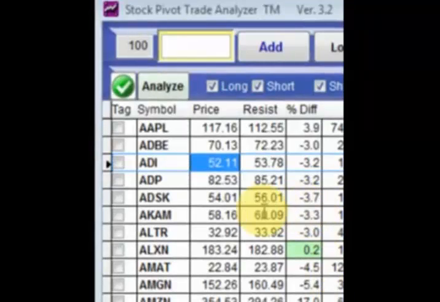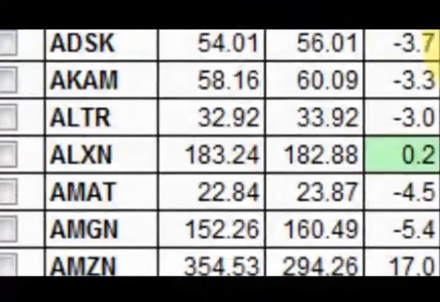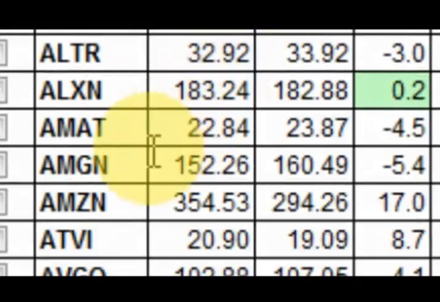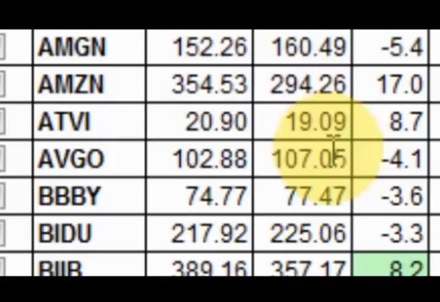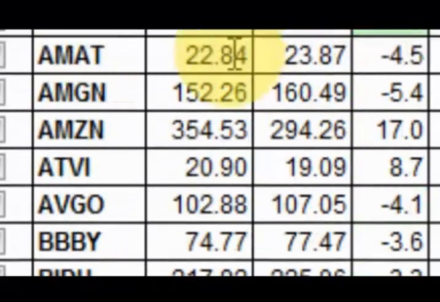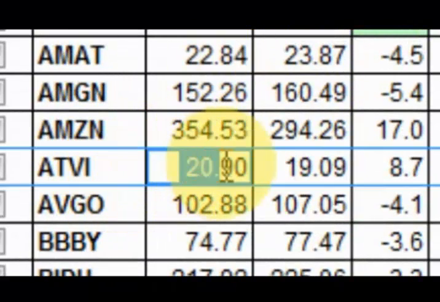Now, one of the questions I get all the time is, well, what if... let me find an example. Oh, here we go. Here is Amgen, okay? The current price is, oh wait, that's not a good example. I thought I saw one. Hang on. Okay, here we go. It was a little bit lower. All right, yeah, here it is right here. ATVI. Current price is 2090, but the resistance is 1990.